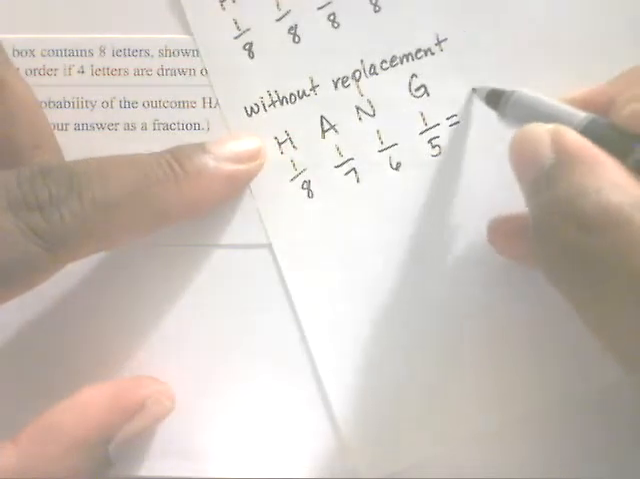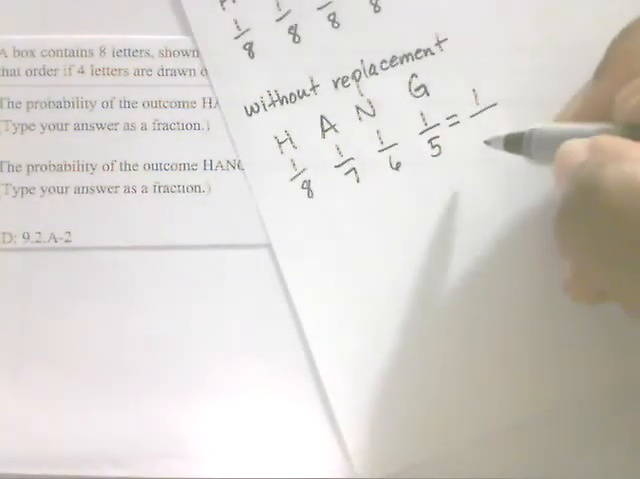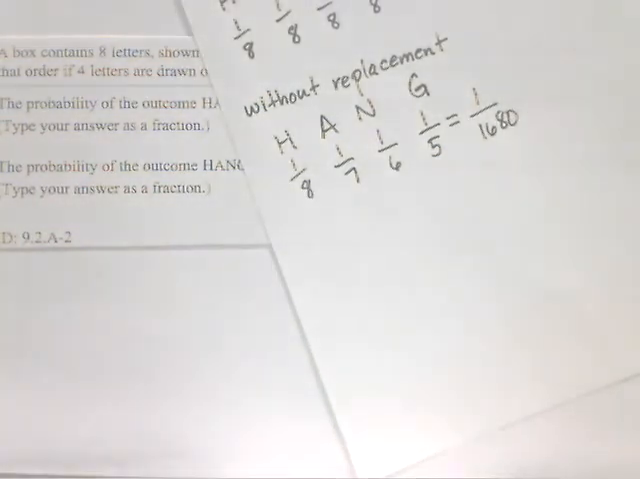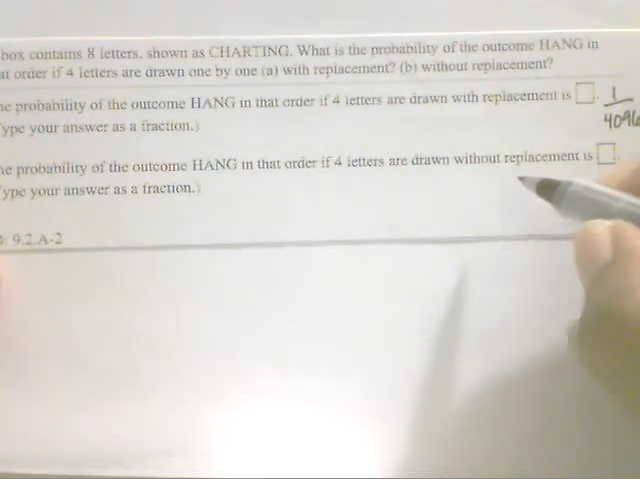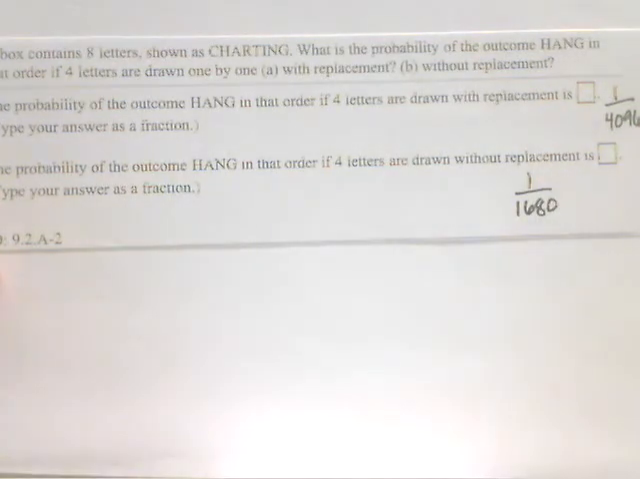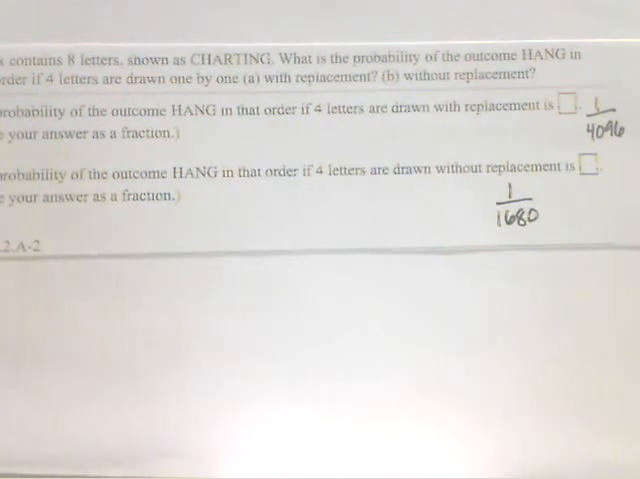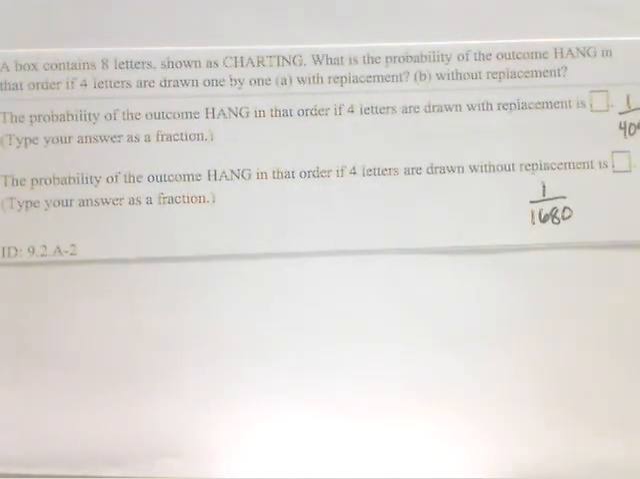Okay, so here we're going to multiply those probabilities together, multiply those fractions. Well, the numerator is going to be 1, so now the denominator is 8 times 7 times 6 times 5, which will be 1680. So it's 1 over 1680. So the probability of the outcome, HANG, in that order, if the 4 letters are drawn without replacement, is 1 over 1680. Okay, so here you can see the difference between with replacement and without replacement.